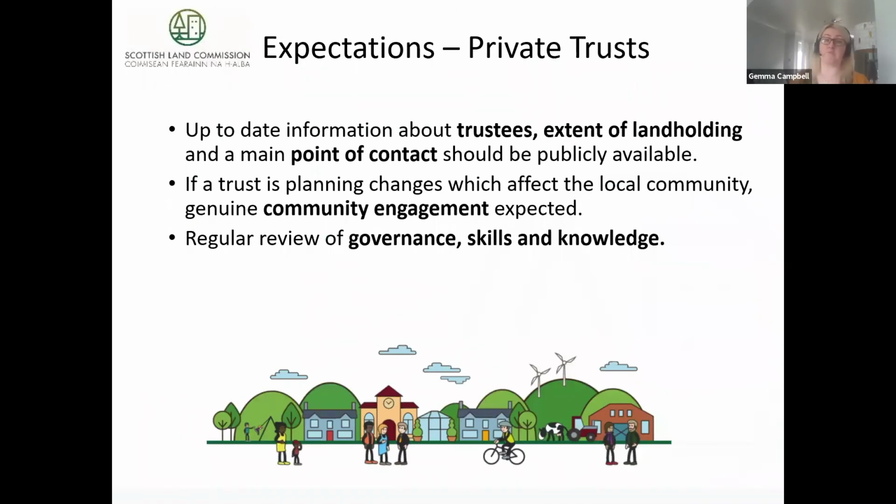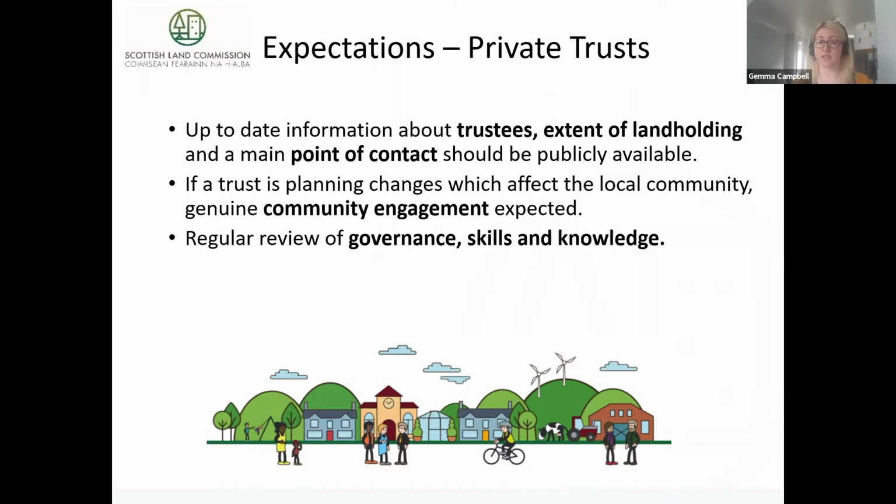So firstly, the up-to-date information about trustees, the extent of the land holding and a main point of contact should be publicly available. We did produce a template document with our transparency protocol that we published a few months ago, and that's quite a helpful way of setting out that information for communities and for people who might want to know a bit more about your land holding and about who's involved.